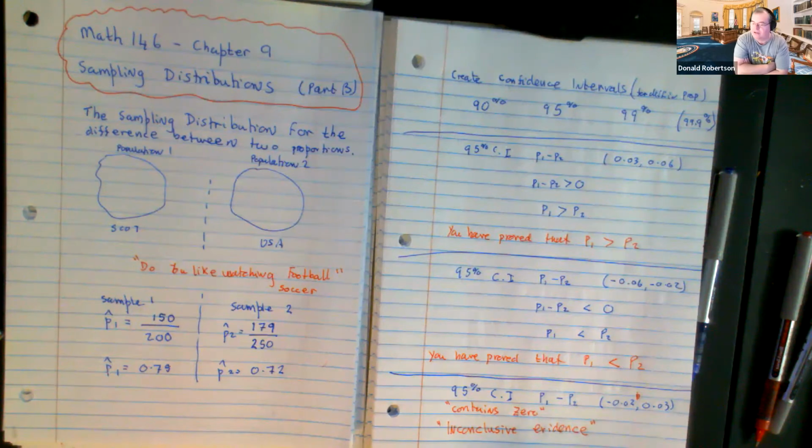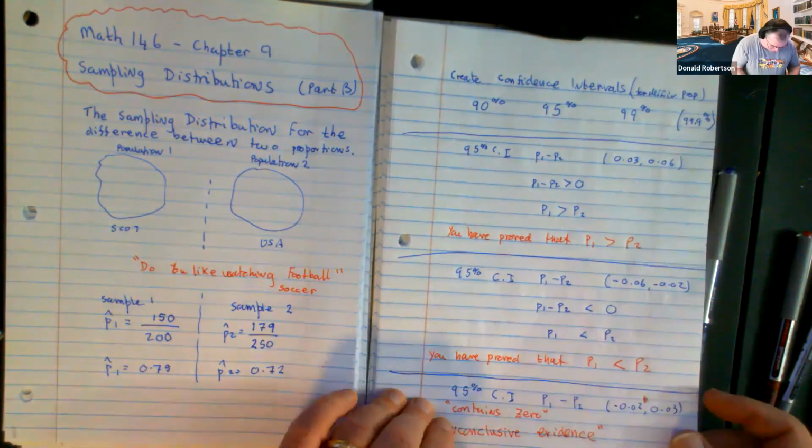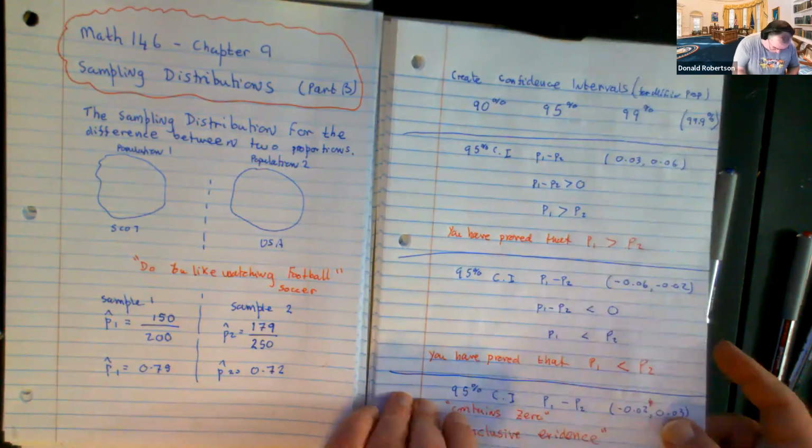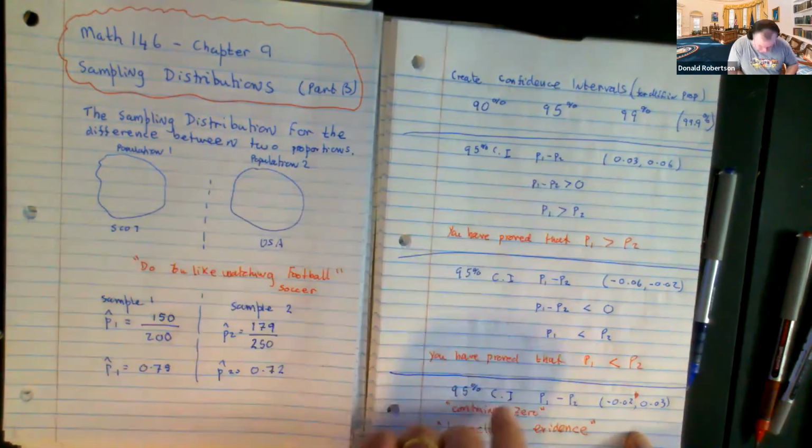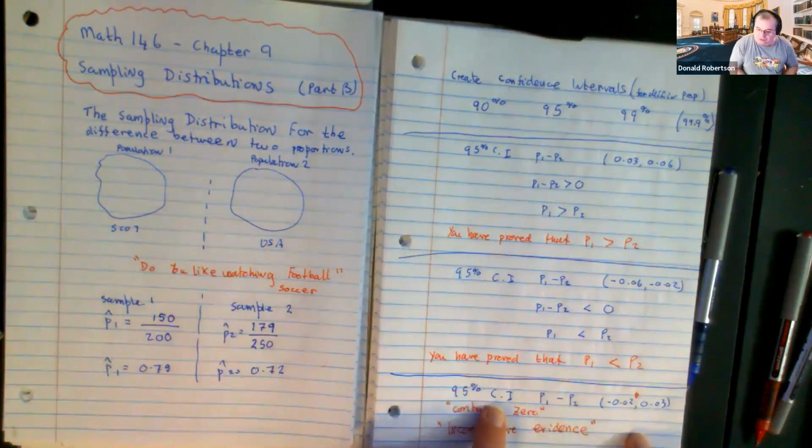We have no idea. And that's bad news, because haven't you spent a lot of time and money, and at the end you don't know anything more than you knew when you started, as far as the difference between them is concerned. So what we need to focus on is, how do we calculate these confidence intervals so that we can come up with one of these three conclusions?